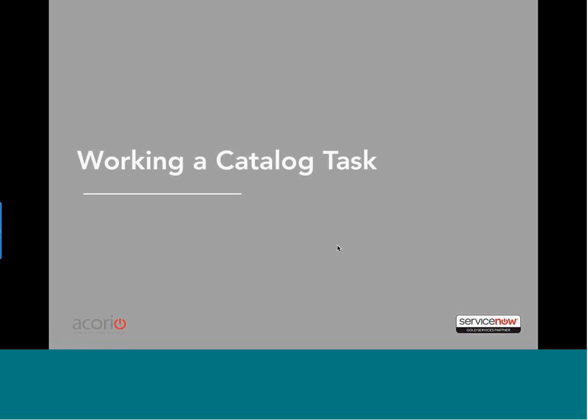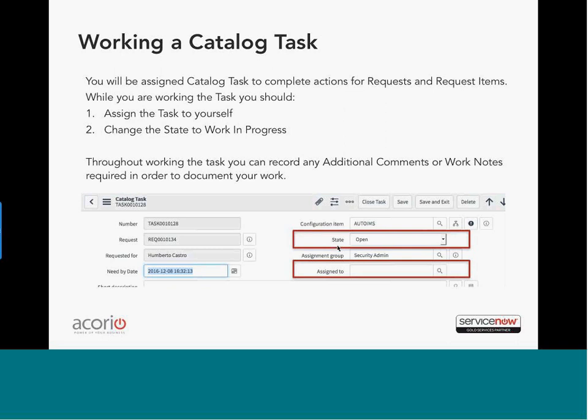And best practice in working the catalog tasks: when you're assigned the catalog tasks, first of all, you'd assign it to yourself. So you would click into this field and put your name, and then you would change the state from open to work in progress to indicate that you're working on the task. The best practice, if you have any notes to the end user, you would add them to the additional comments box. Or if you need to communicate with your fulfillers, you would add them to the work notes.